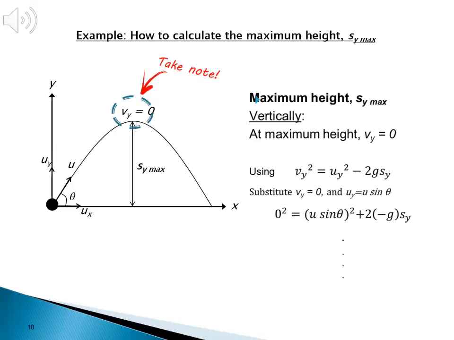Here is the example on how to calculate the maximum height, sy max. You have to take note that when calculating the maximum height, the vertical speed Vy must be 0 meters per second. By using the kinematic equation, v squared equals u squared minus 2g times displacement, you will get the answer for maximum height.